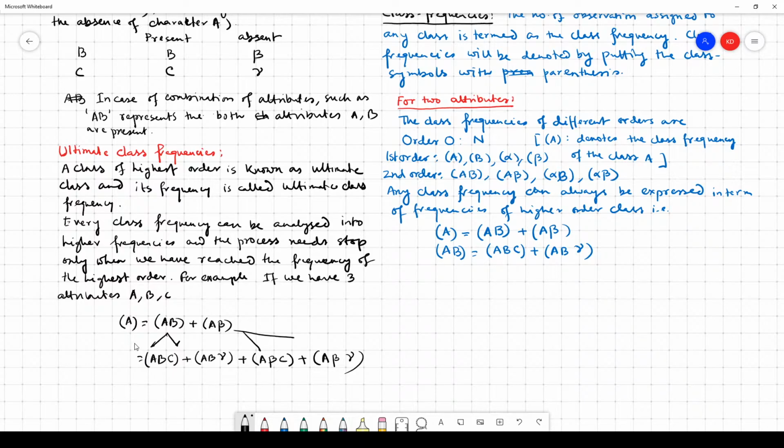So you asked me, sir, in the case of A, can we express them as order 3 also? So you see that we express A as a sum of the frequencies of order 3. Okay. So Pritam, please tell me, is this your answer? Please tell me, do you understand or not?